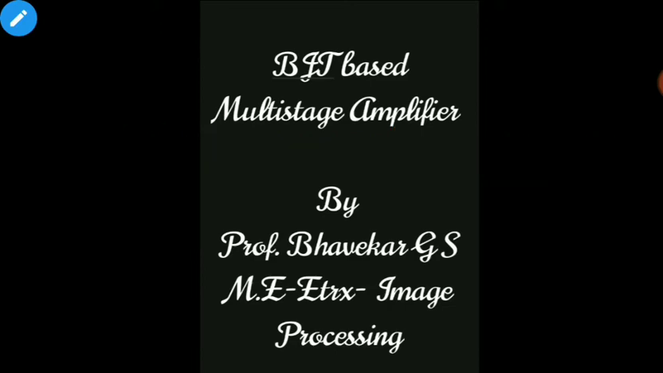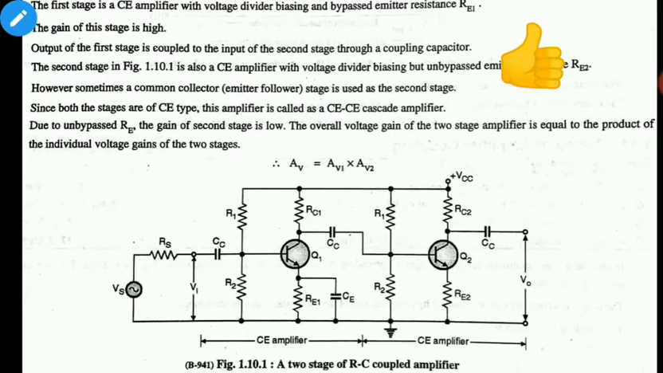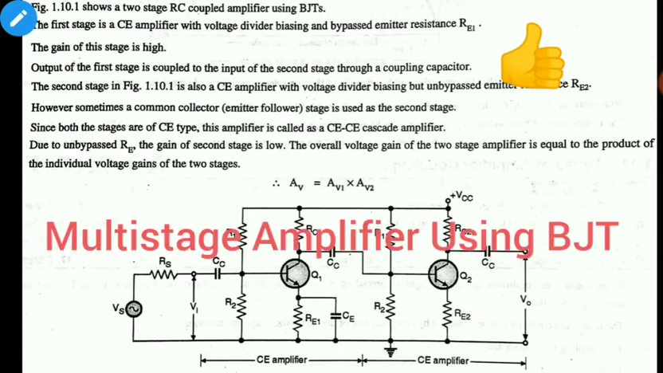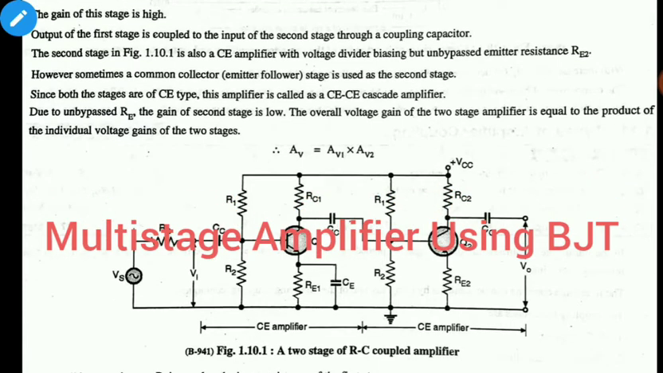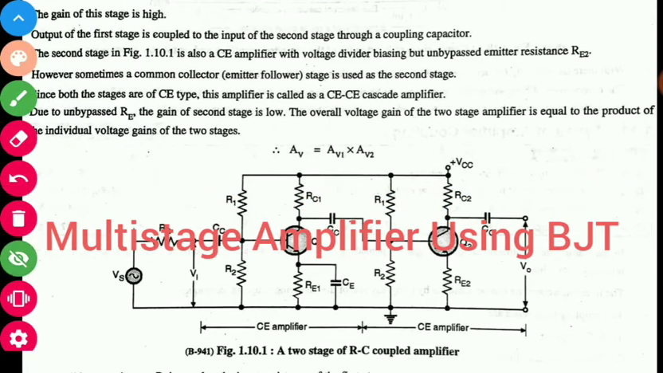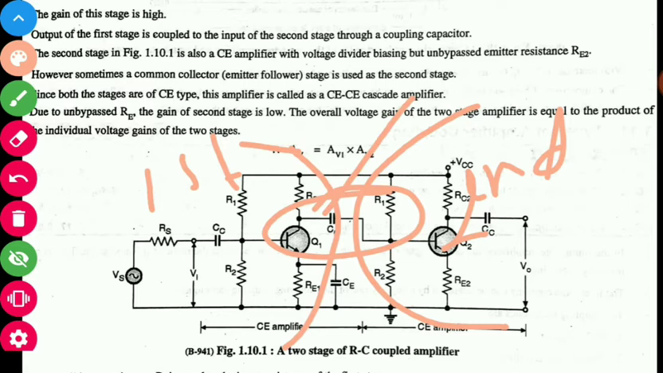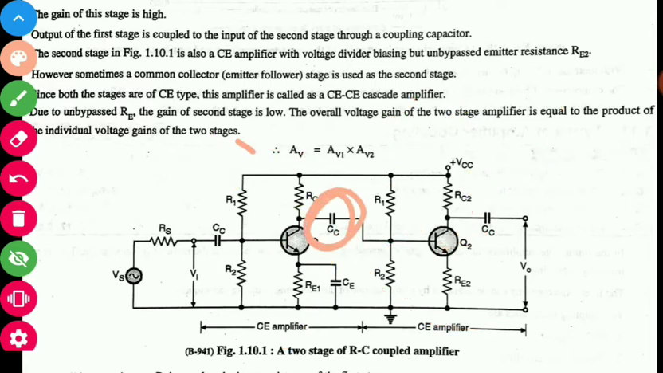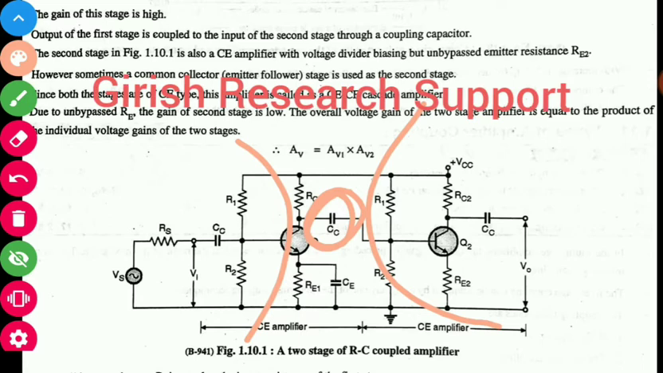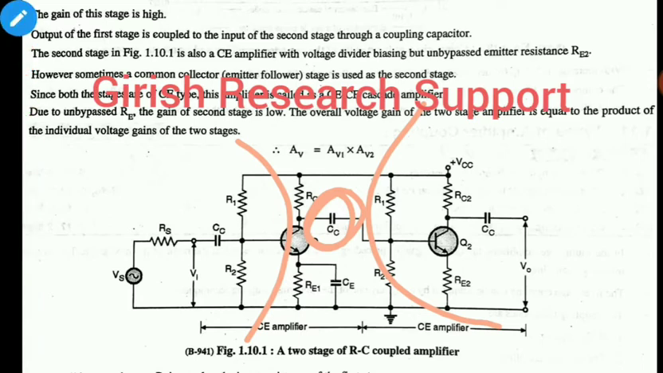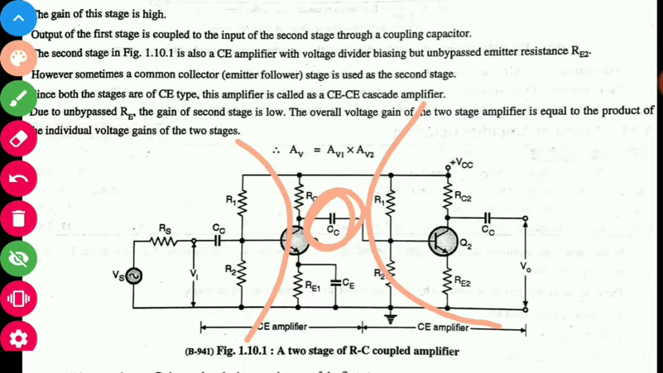Okay, then we start. The figure shows a single stage and a two stage amplifier. This is one single stage, this is another single stage. This is the first stage and this is the second stage. Both stages are connected to each other by using a coupling capacitor. Both stages are CE amplifier stages.